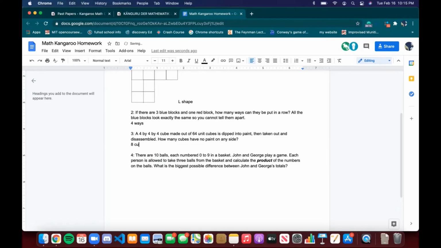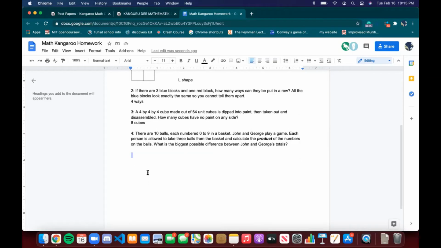So the answer for problem 3 is 8 cubes. Okay, so problem 4. Also, problem 3, this requires some visualization, trying to visualize the problem in your head, which is very important if you want to do well in these math competitions, since there are a lot of geometry problems similar to this.